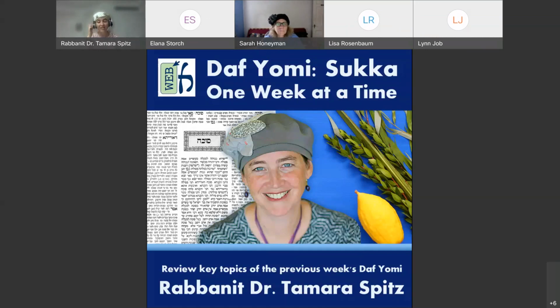The top of Daf 26 says that the groom is exempt from saying Shema. Again, the groom is focused on his new bride, and that's what he should be focused on, and he is exempt from all other mitzvot.